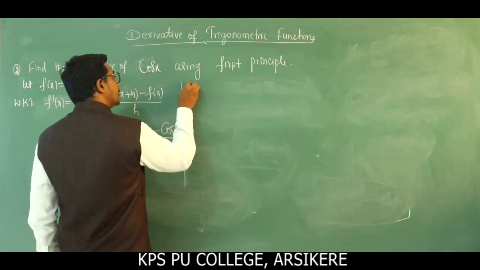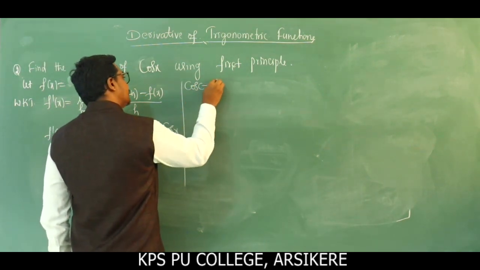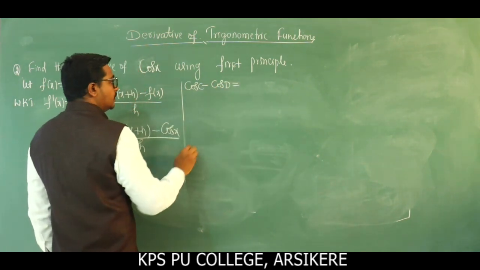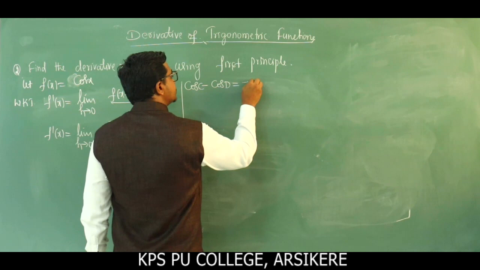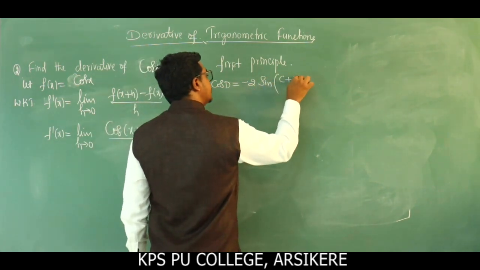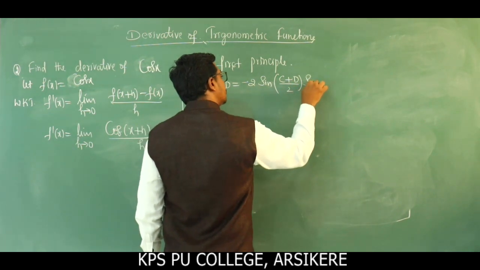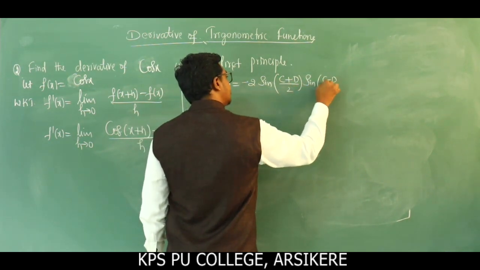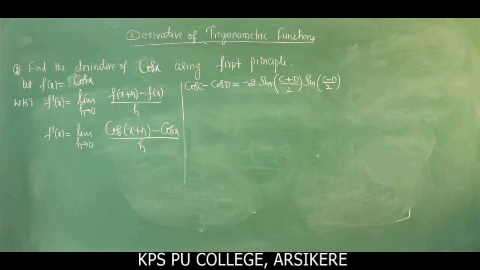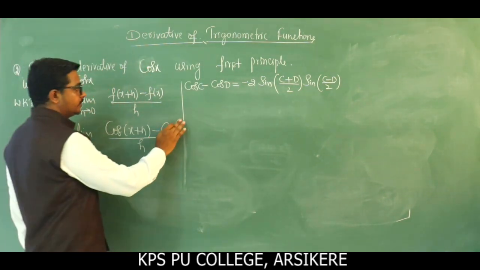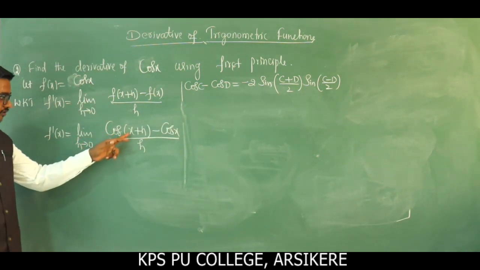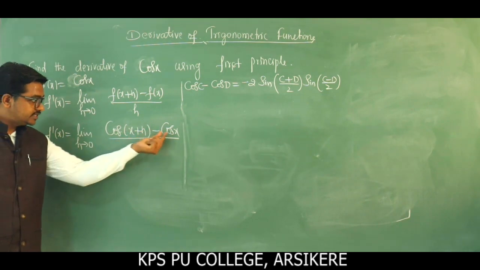I will write here: cos c minus cos d is equal to minus 2 sin of (c plus d) divided by 2 into sin of (c minus d) divided by 2. This is the formula you should remember, cos c minus cos d. Okay, next, apply the formula for this one. So cos of x plus h becomes, this is the c, this is the d term.